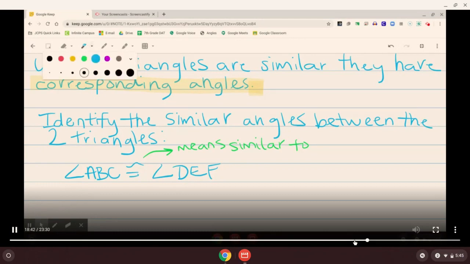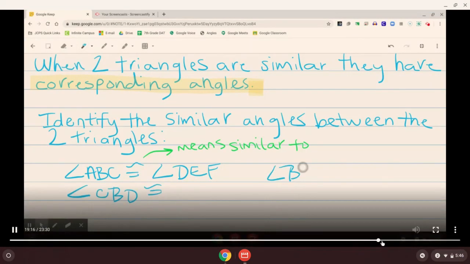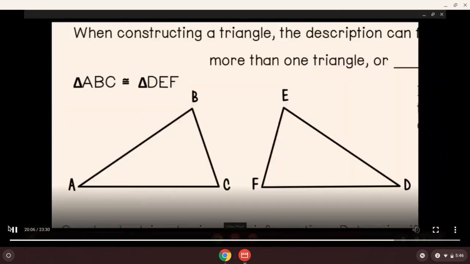So the other angles that we are going to find are these angles. So angle CBD, what angle is similar to angle CBD? What angle is similar to angle BAC? And what angle is similar to angle BCA? So we are going to work on that. I'm going to bring up the two triangles. You should write these down.